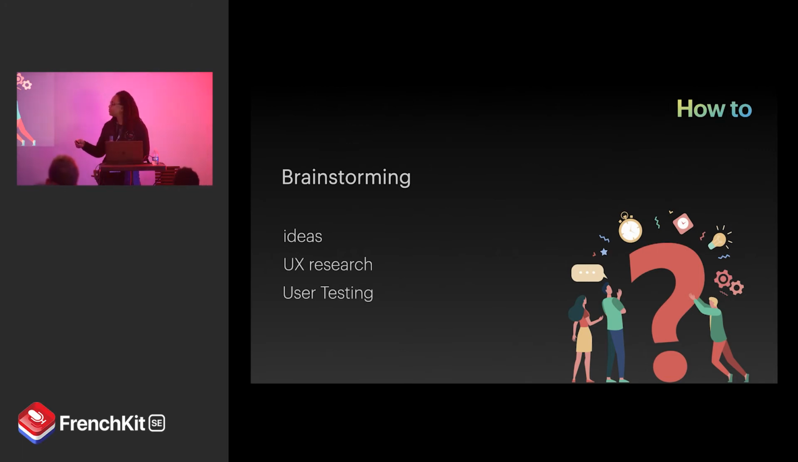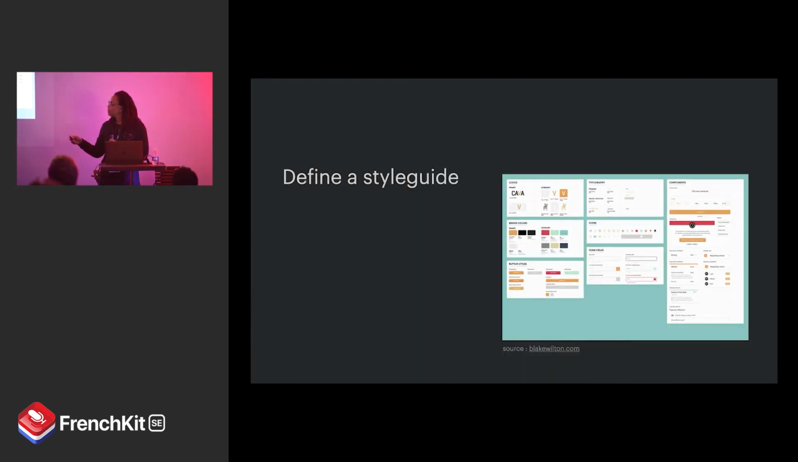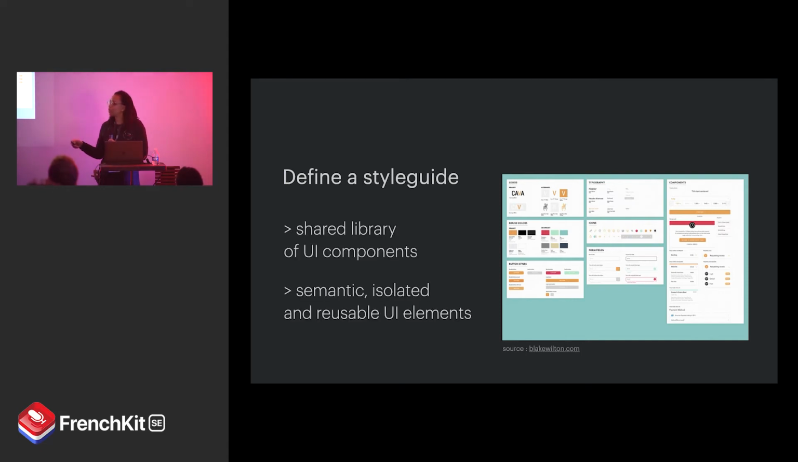And also one good thing is to start to make an inventory of useful elements that you want to add in one style guide. After that, you want to start to put things together by defining specifications, standards, guidelines, and even to write one documentation, which will then lead to one style guide, which will be the foundation for a shared library of UI components, including semantic, isolated, and reusable UI elements.